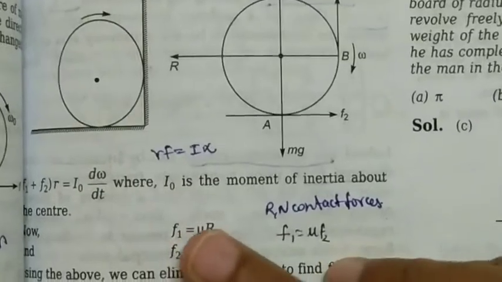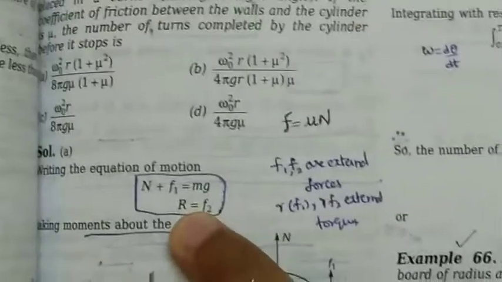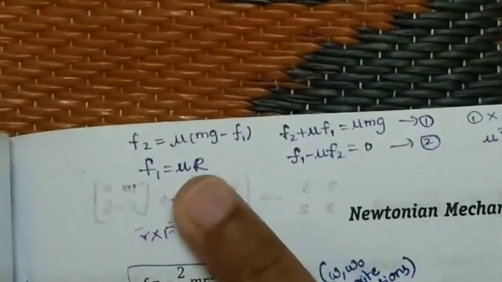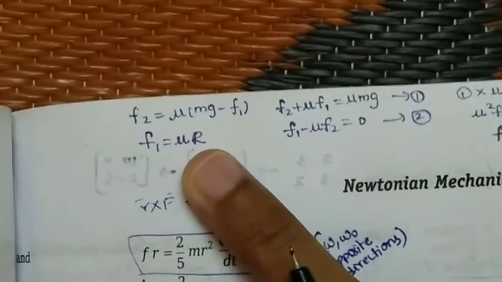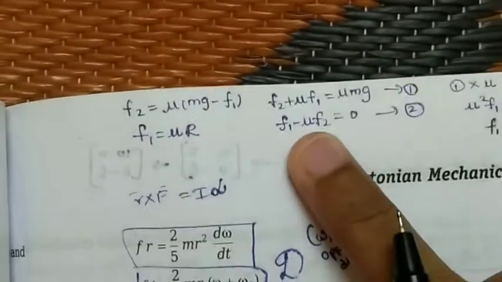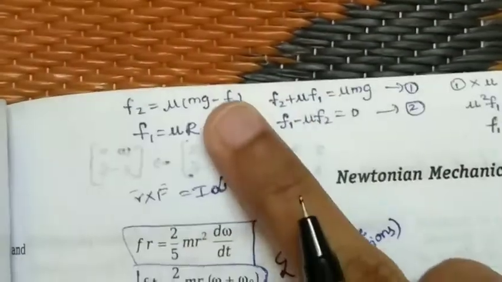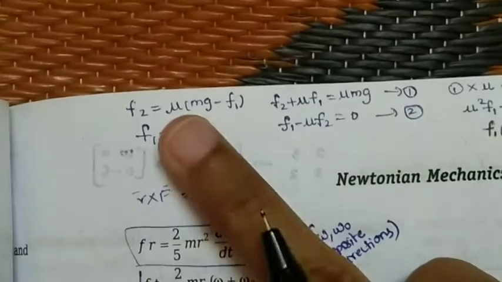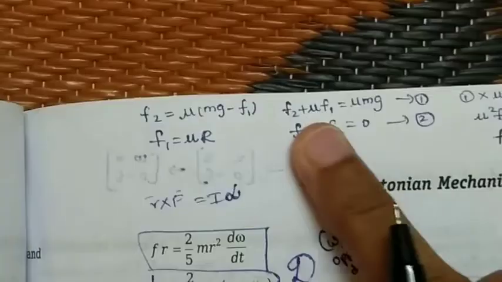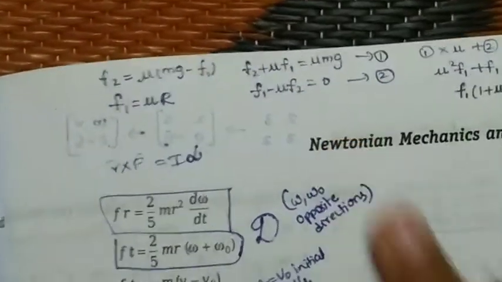And F1 we are having is mu R, and we already know that R is F2. So F1 is equal to mu F2. Sending this mu F2 to this side, we have this equation. And from the other equation, sending mu F1 to this side, it comes with plus mu F1 equals mu mg. So these are the two equations.